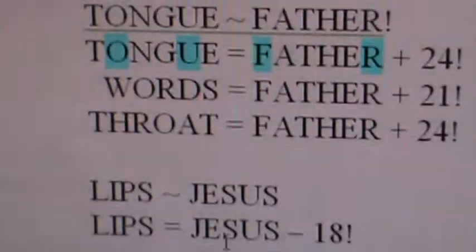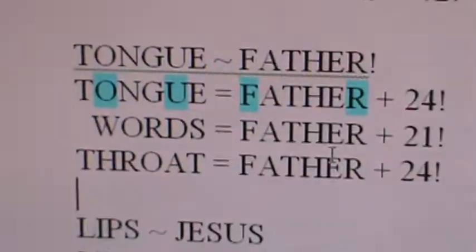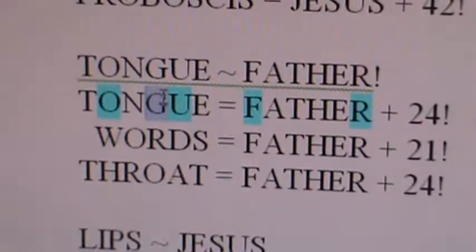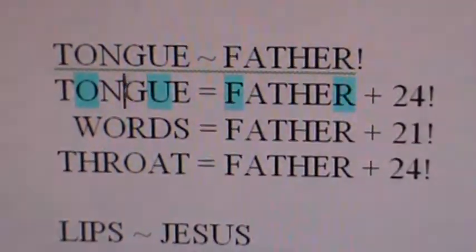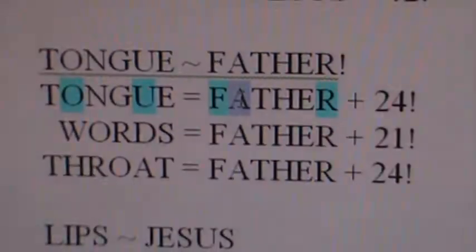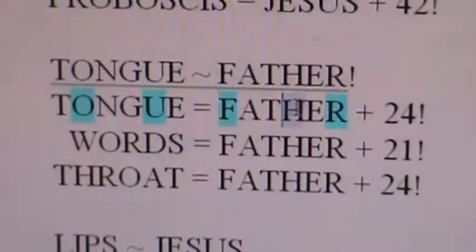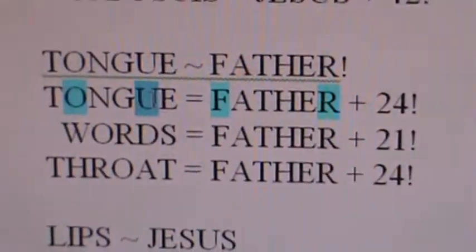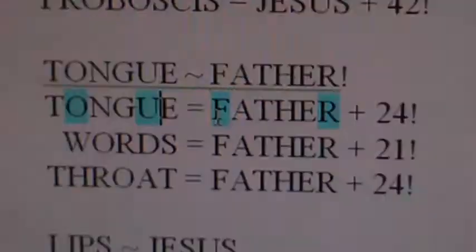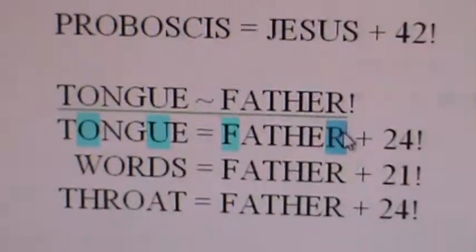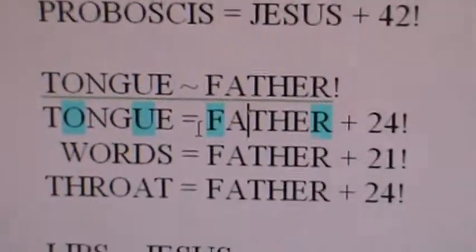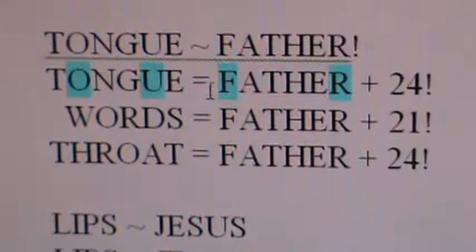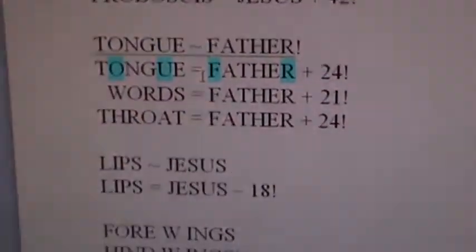Lips parallels Jesus. Lips equals Jesus minus 18. Tongue is flawless. Just look at the beauty. Okay, so the G is 6 different from the A. The N is 6 different from the H. The TE equals the TE. And then this OU divided by 3 makes 36, which is 12 points higher than the FR divided by 3, 24. It's so perfect. The individual offsets in 6s for the Trinity.